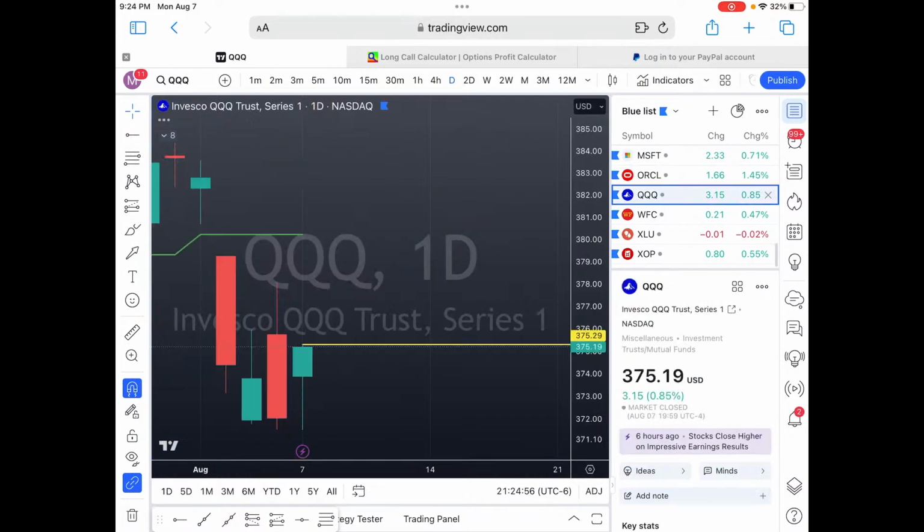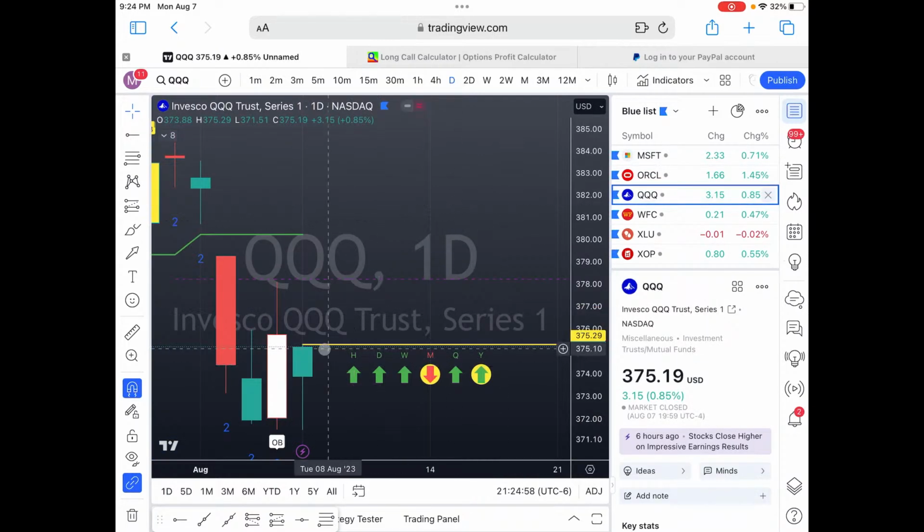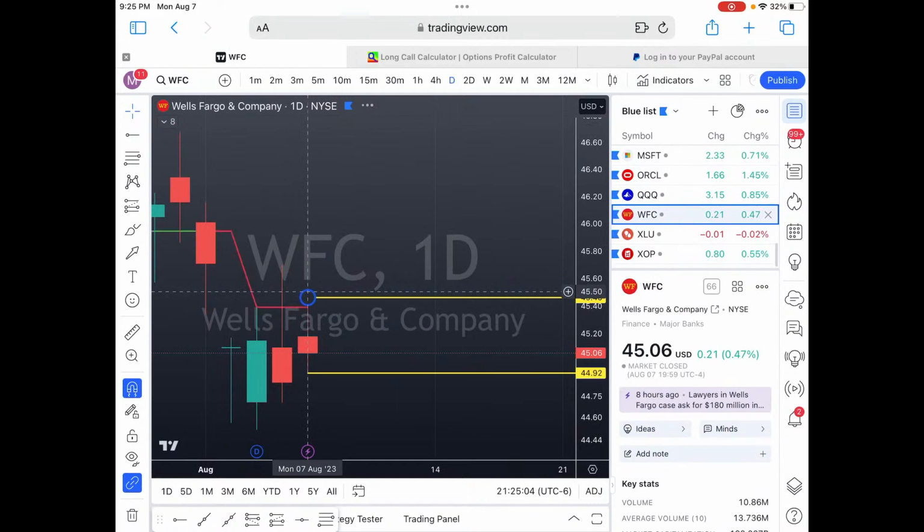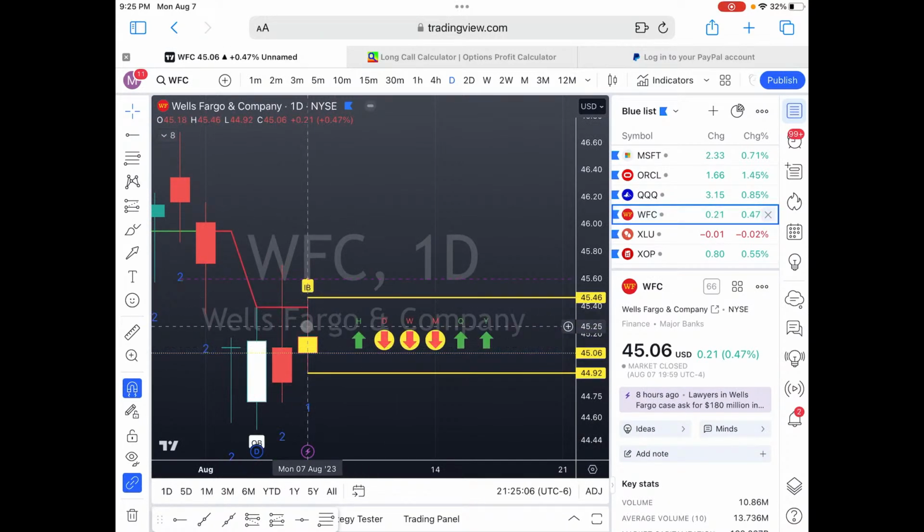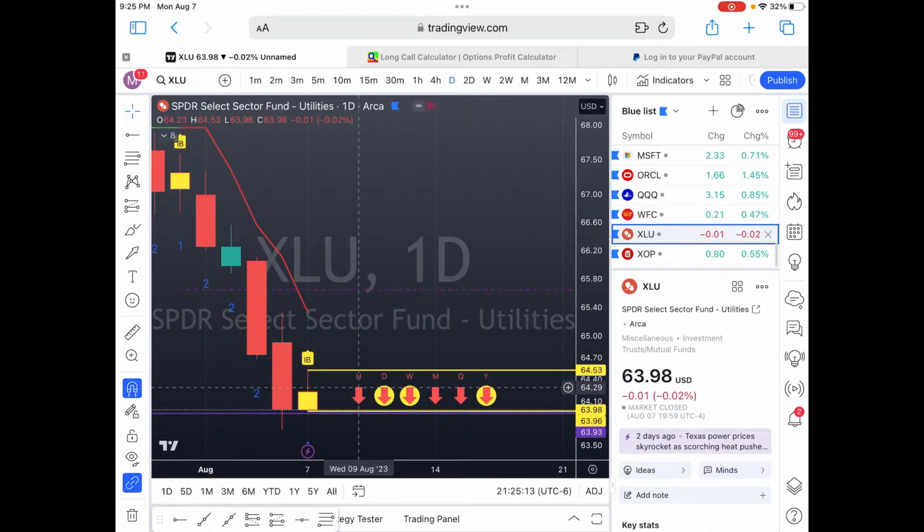We move on to QQQ. Okay, hammer candle to the upside. Calls at 375.29. First target, top of the outside bar. We move on to Wells Fargo, WFC, inside bar. So calls at 45.46, puts at 44.92. XLU.